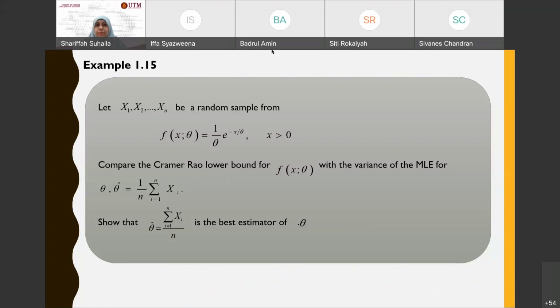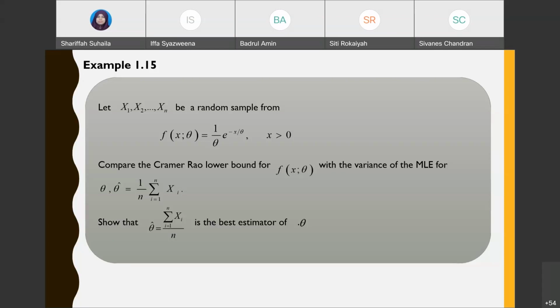So let's say we proceed with this one. Okay, this one is again exponential distribution. You already done this one before. You already find what is the unbiased estimator for that one. Okay, kita nak compare Cramer-Rao lower bound with the variance of the MLE for theta hat. Okay, so in this case, your theta hat is just summation Si over n, which is your S bar lah. So we need to show that theta hat is the best estimator of theta.